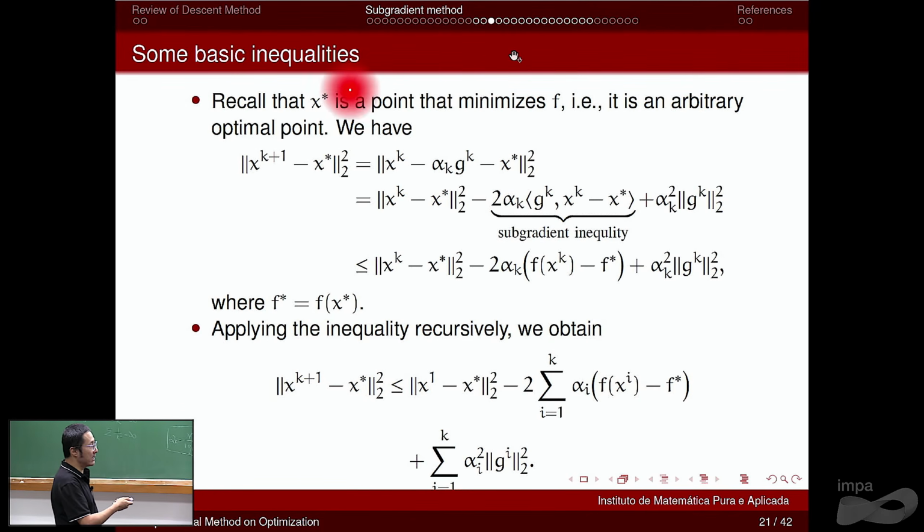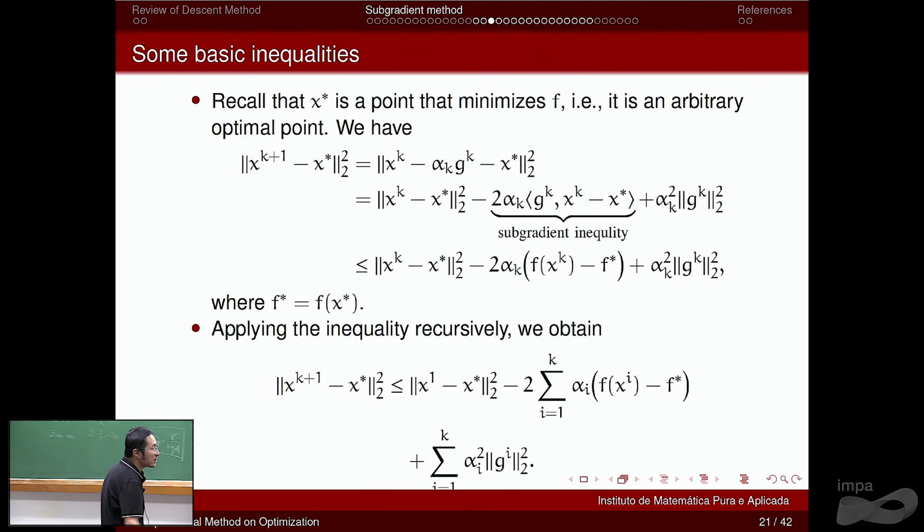So what we do is, we compute the xk plus 1 minus x star squared, okay? And by the definition of the subgradient method, we can substitute the xk plus 1 by the xk minus alpha k gk. Okay, the first equality, we just use the definition of the subgradient method. And then we expand these square terms. You have two square terms and the middle term here.